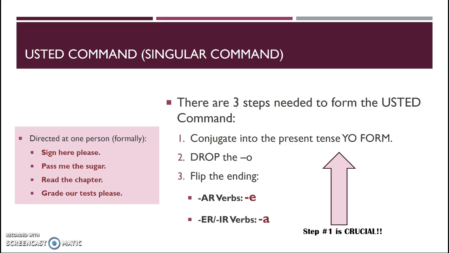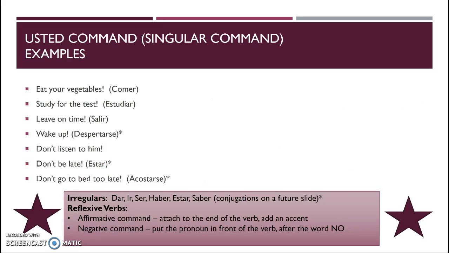Let's look at some examples. Eat your vegetables. Comer. This is an ER verb. Watch how it conjugates. Yo form, como. Drop the o, com. Third step, we flip the endings: coma las verduras. Estudiar is an AR verb. Estudie para el examen. We went from estudio to estudi to estudie.